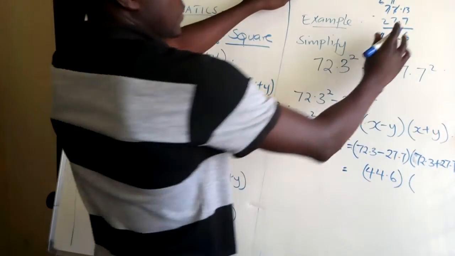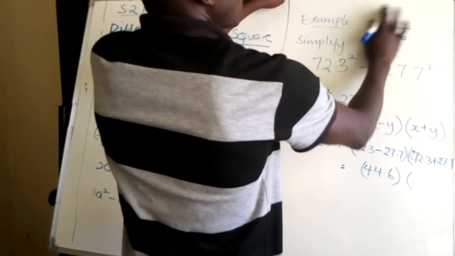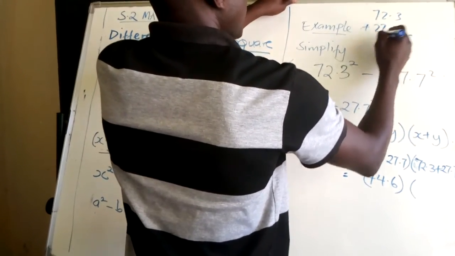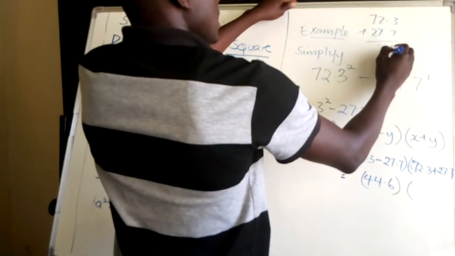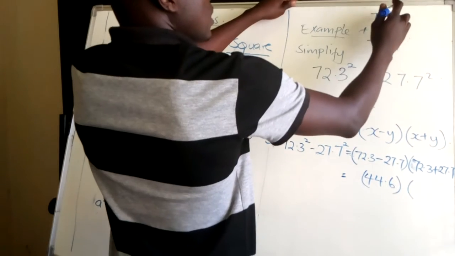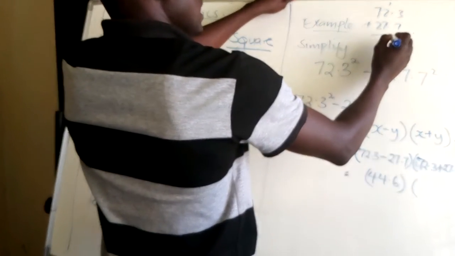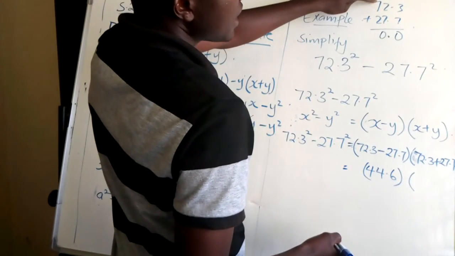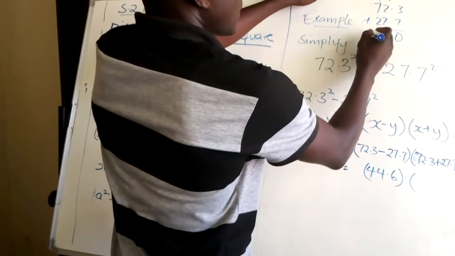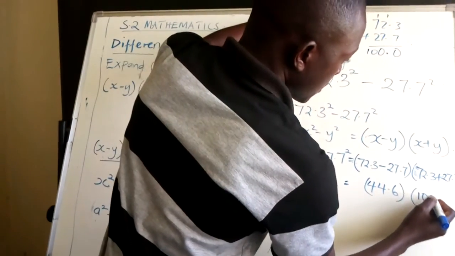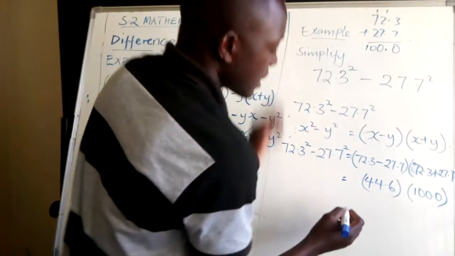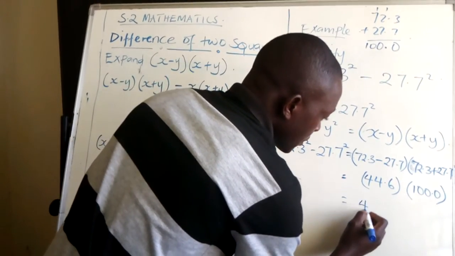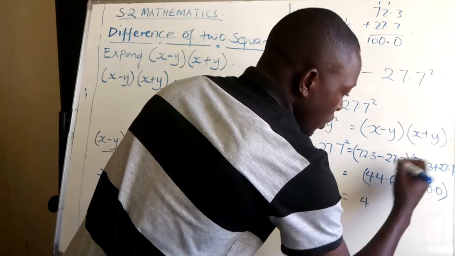then 72.3 plus 27.7. When I add 3 and 7 is 10, I put 0, I go with 1. This is 1, 2, making it 3. 3 plus 7 is 10. So this becomes point, put 0, go with 1. This makes 8. 1 and 7 is 8 plus 2 is 10. So meaning this last part becomes 100.0. Now when I simplify this further, 44.6 times 100, I will get this as 4. Whenever it goes, the 0 goes, the point goes the other side.